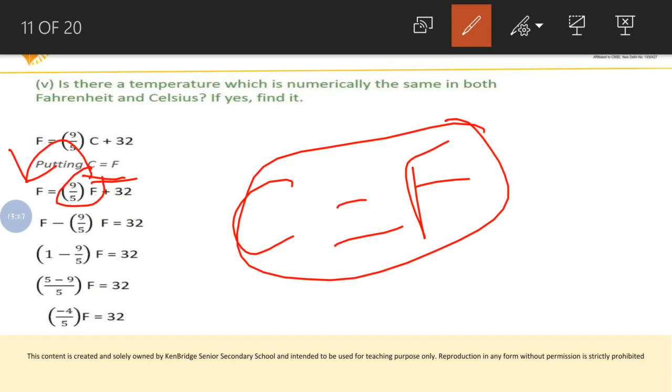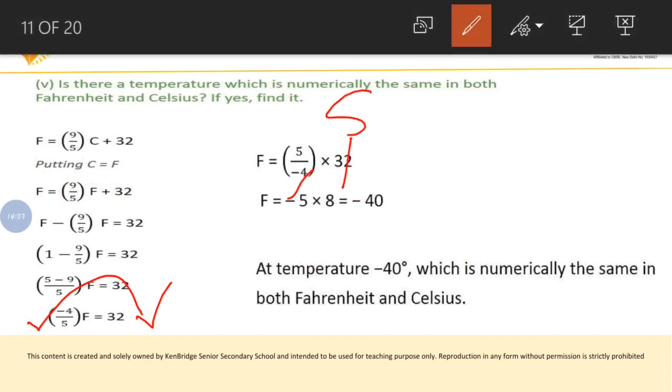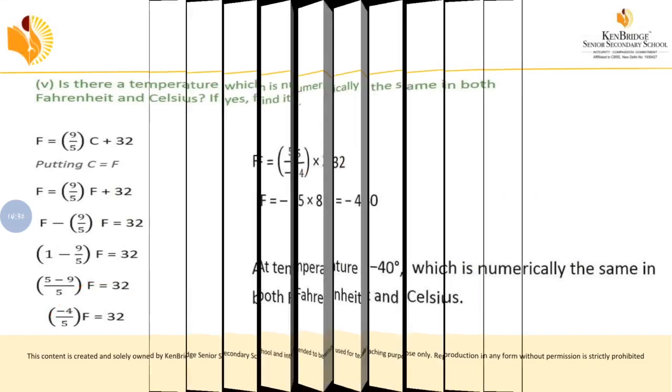Now we will take the LCM. So 5 minus 9 by 5 into F is equal to 32, that is minus 4 by 5 F is equal to 32. So if you cancel 4 and 32, you will have 8. So 8 5s are 40. Here the minus sign is there, near the minus 4, so we will have a minus sign. So our temperature, minus 40 degree, will be the same for Fahrenheit as well as Celsius. Okay, so like this you have to find the answer for the question based on this. So let's move on to the next one.